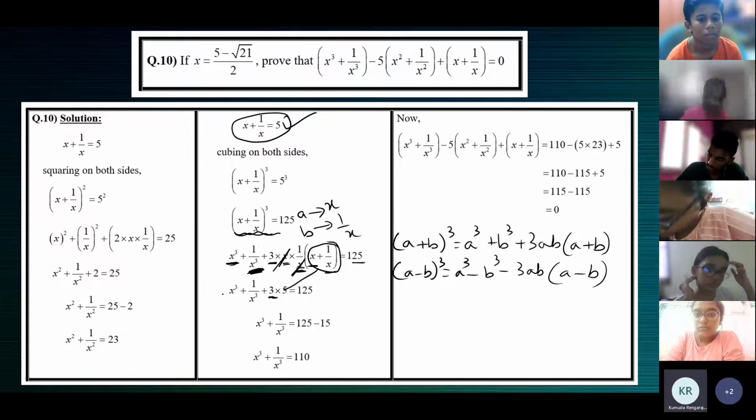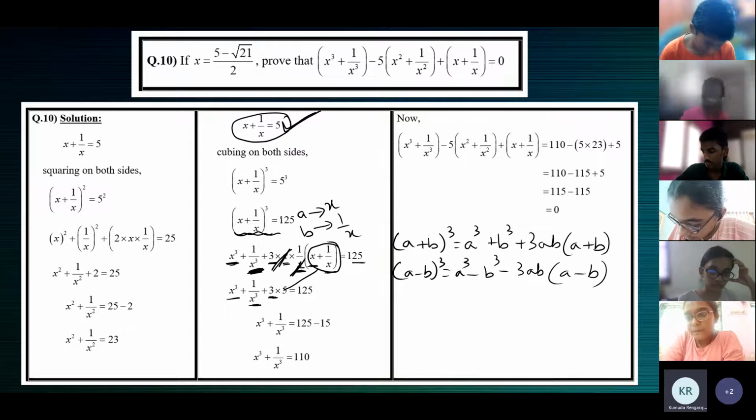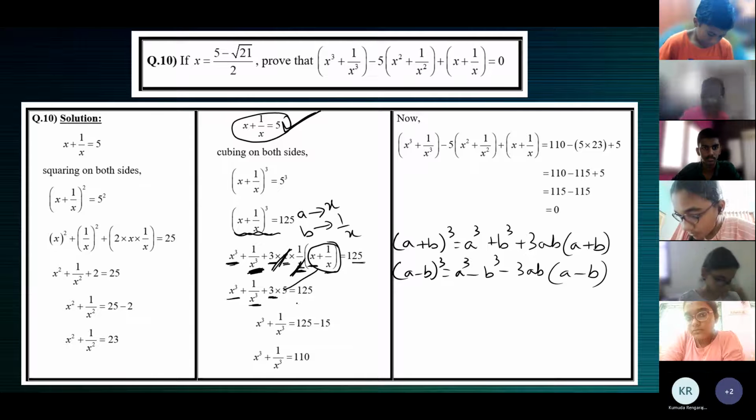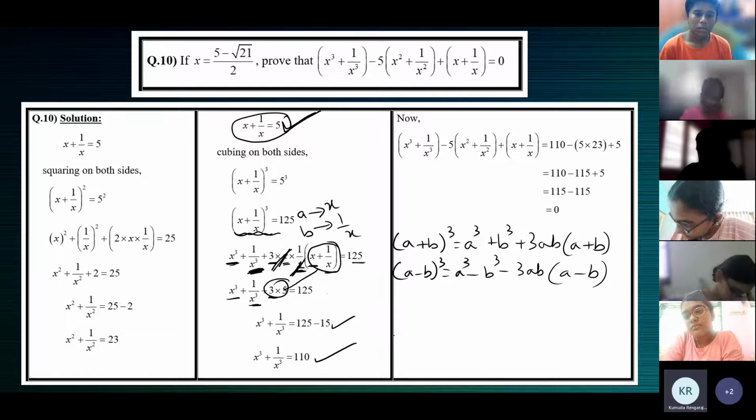See here, this is x^3 + 1/x^3. This x and x gets cancelled. So you'll have 3, and in the bracket you have x + 1/x. But what's the value of x + 1/x? 5. So 3 into 5 is equal to 125. Then 3 fives are 15, which is transposed. It becomes minus 15. So x^3 + 1/x^3 is 110.